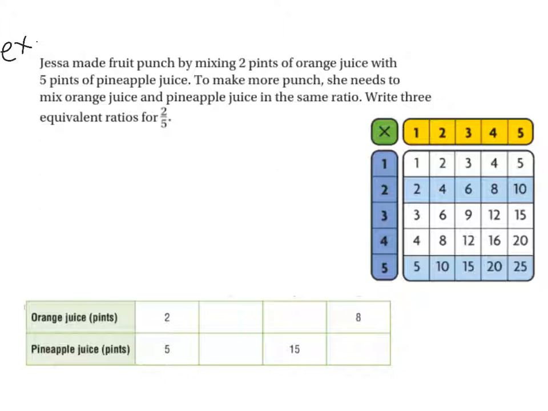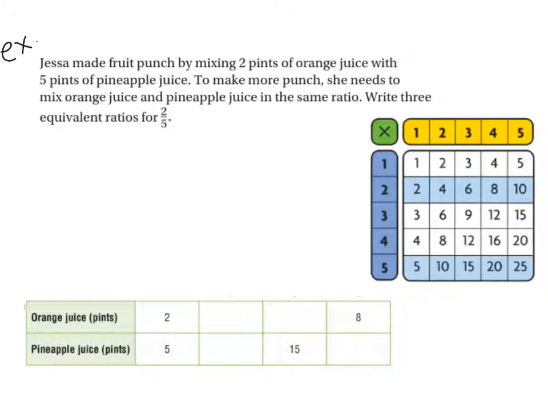Jessa made fruit punch by mixing 2 pints of orange juice with 5 pints of pineapple juice. So picture that. She's got a big bowl, she's got 2 containers of orange juice, and then 5 containers of pineapple juice. They're pints, which is not very big. To make more punch, she needs to mix more orange juice and pineapple juice in the same ratio. Write 3 equivalent ratios for 2/5. So she has to make sure that for every 2 pints of orange juice, she has 5 pints of pineapple juice. And if she wants to double or triple that batch, then she would need to make sure she does the correct ratio so it tastes good still.